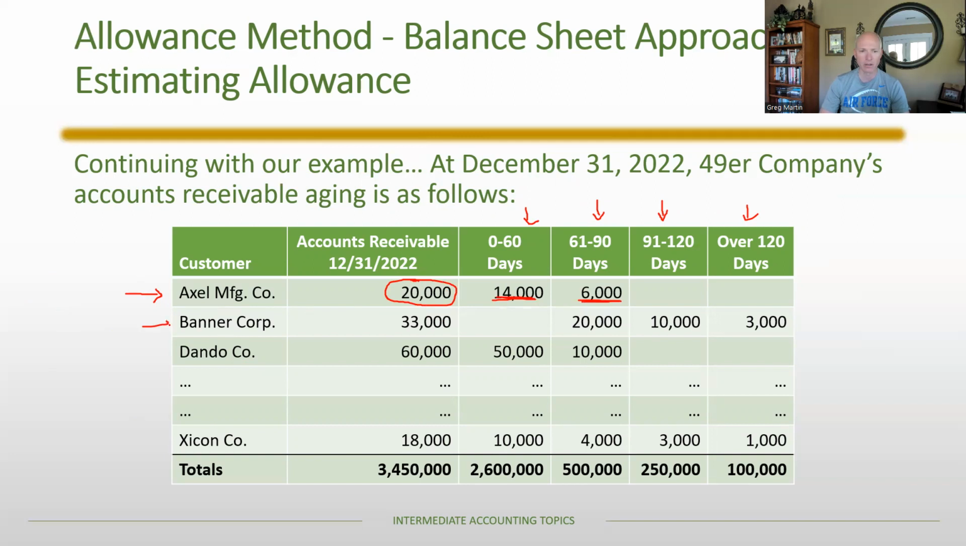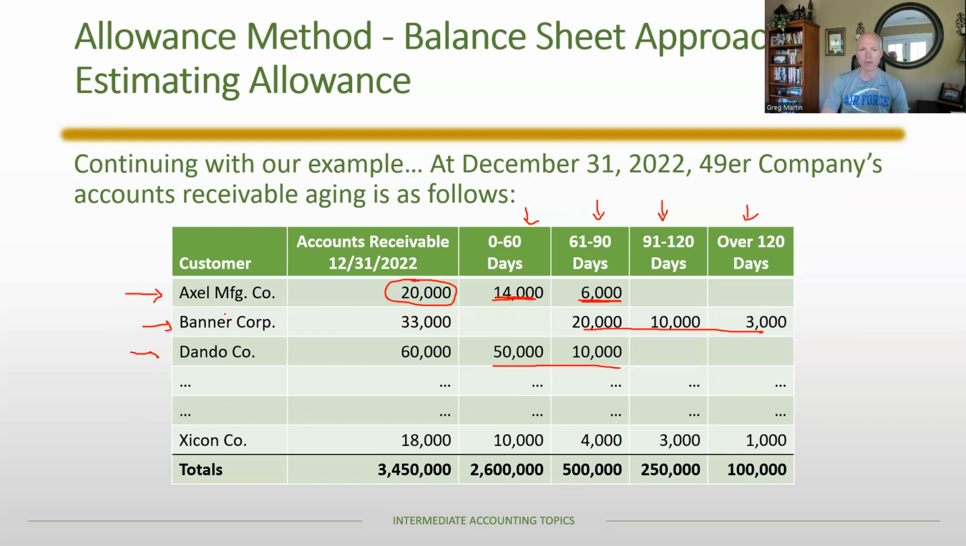And then we have Banner, they have 33,000, but theirs tend to be a little bit older. And then you have Dando, which is kind of like Axel. And then a bunch of different companies, all at different levels. If you added it all up, our total receivables at this point in time are 3,450,000, of which most are pretty new. But there are some that are a little bit older.